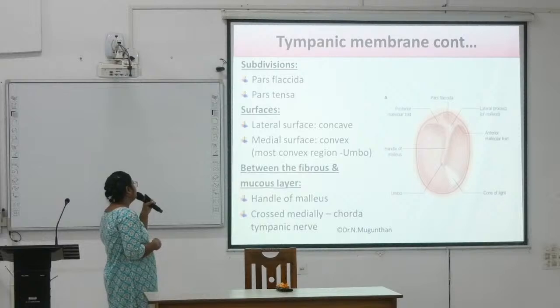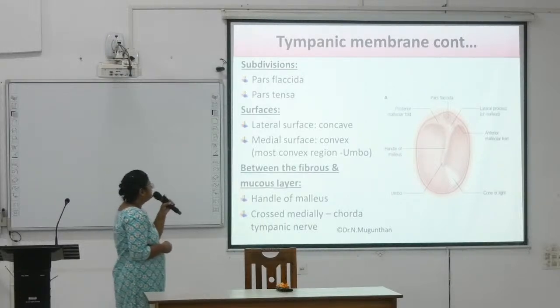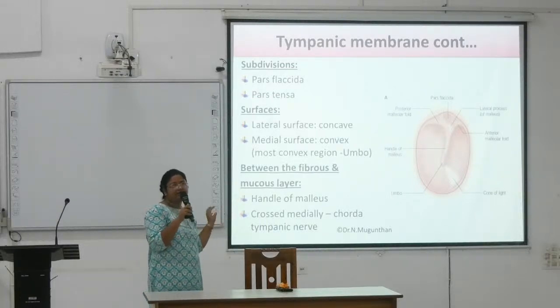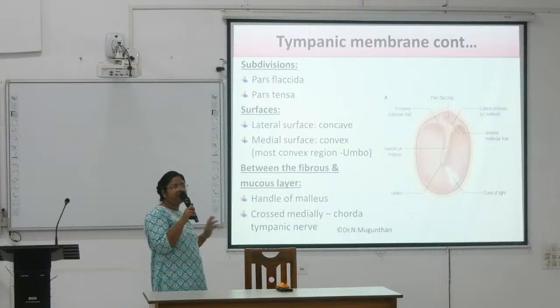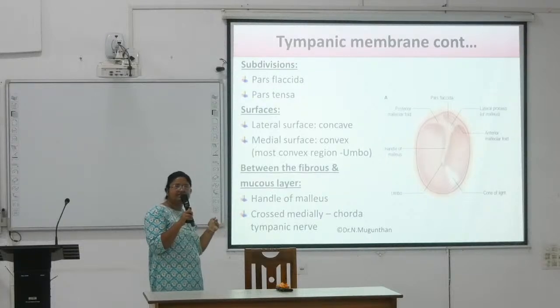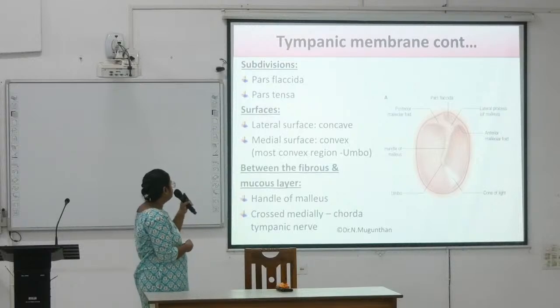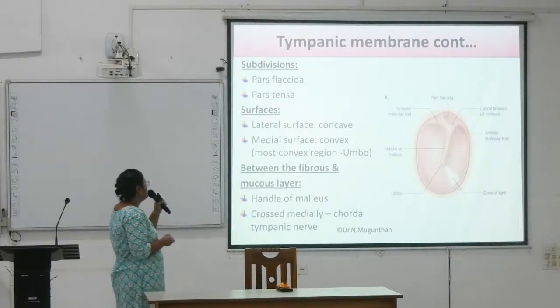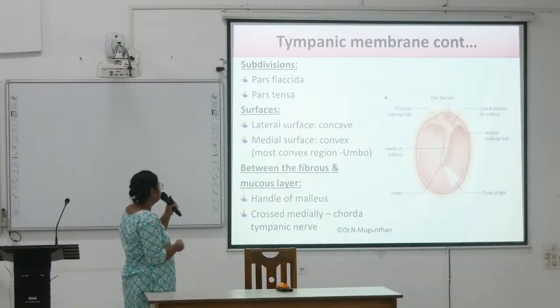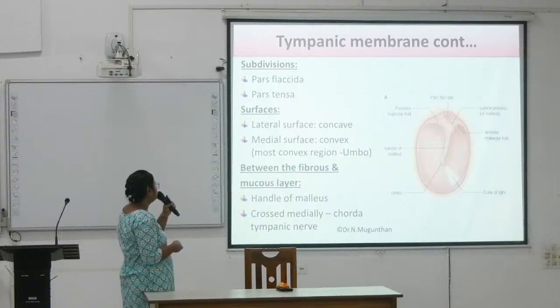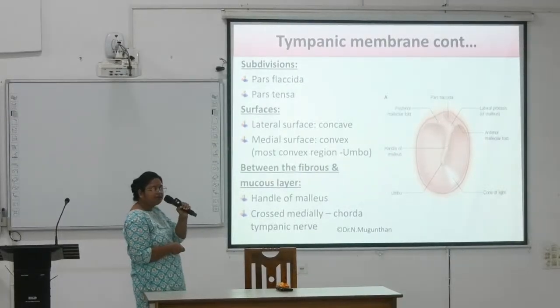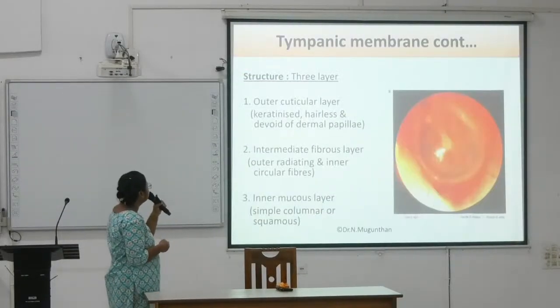Next, between the fibrous and mucous layer, three layers we have discussed. One is the cuticular layer, outermost, continuous with skin. Middle is the fibrous layer, inner is the mucous layer. In between the fibrous and mucous layer, the handle of the malleus is lying, and in this layer the tympanic nerve crosses medially.